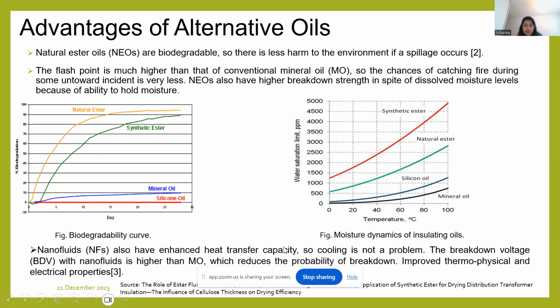They have enhanced heat capacity, so cooling is not a problem. The breakdown voltage with the nanofluids is higher than that of the mineral oil, which reduces the probability of breakdown. Also, they improve thermophysical and electrical properties.